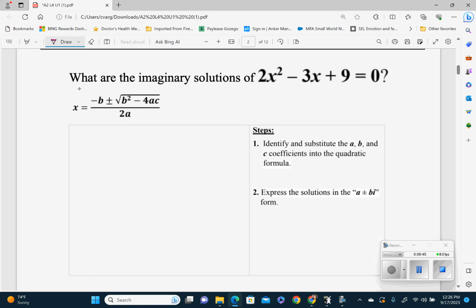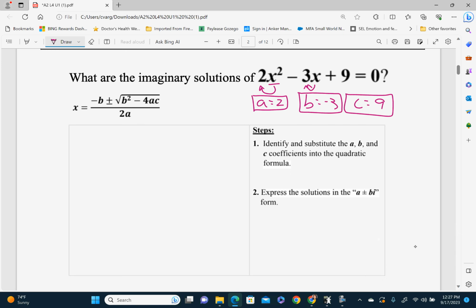First thing you want to do is figure out, in front of the x squared, there's a 2, so a is equal to 2. In front of the x, do you see the negative with the 3? So b is equal to negative 3. And the number that's chilling by itself is our c, so c equals 9. Okay. You might have touched on this in Algebra 1. It's been a long time, so that's why we're going to go ahead and do this.